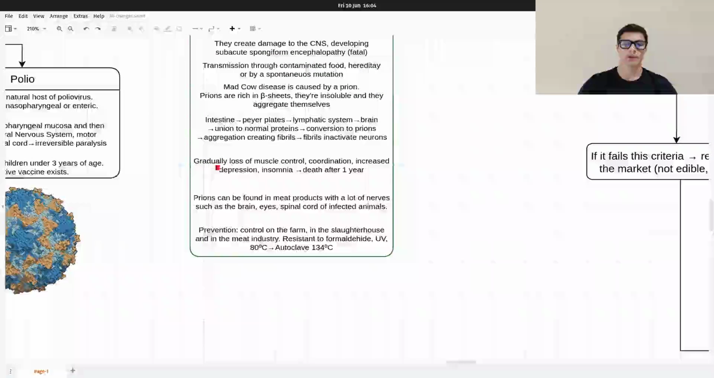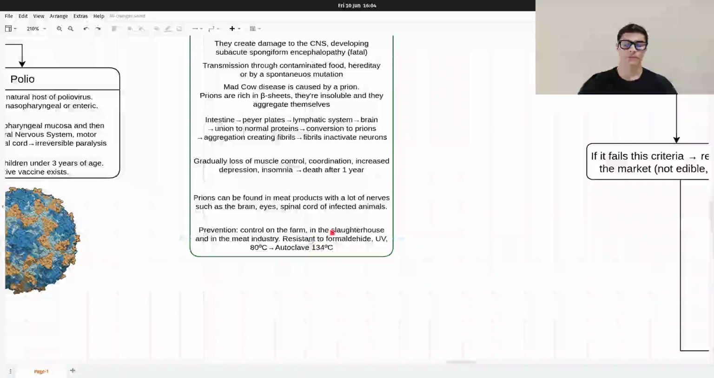We will feel a gradual loss of muscle control and coordination, and increased depression and insomnia. Estimated death is after a year. Prions can be found in meat products with a lot of nerves, such as the spinal cord or the brain, the nerves, and the eyes as well, of infected animals. Prevention: control on the farm, in the slaughterhouse, and in the meat industry.